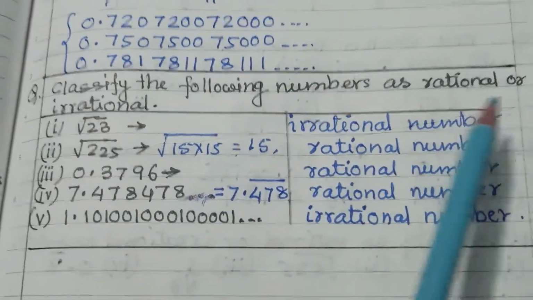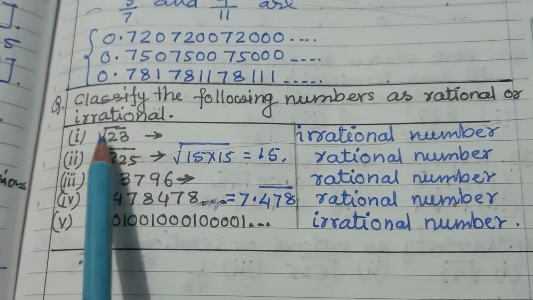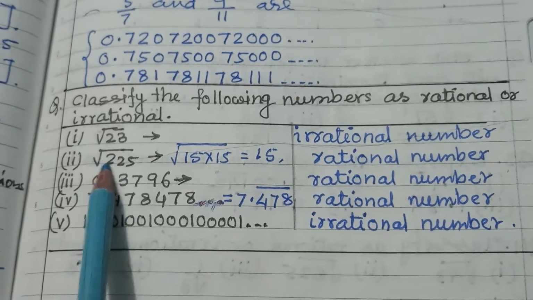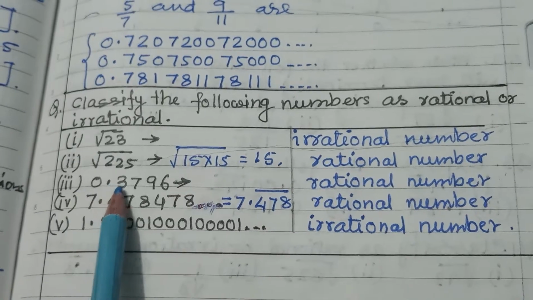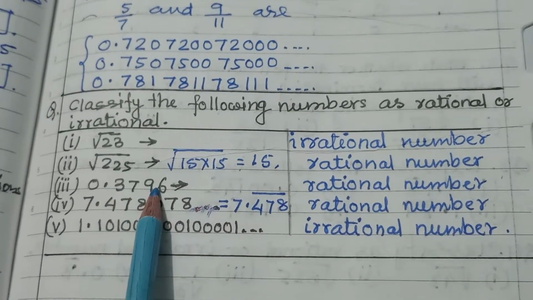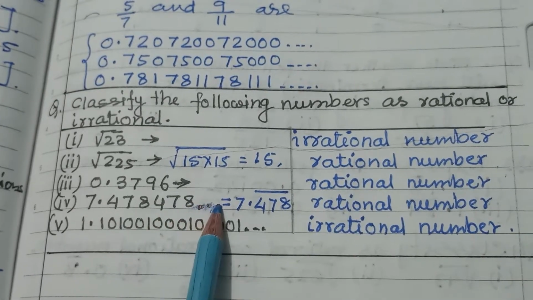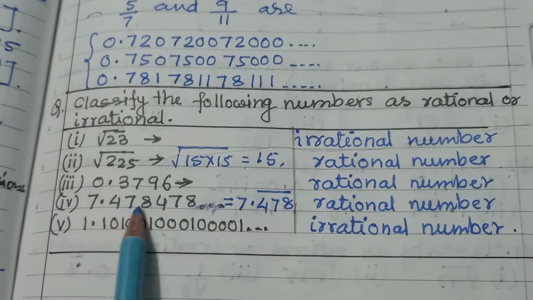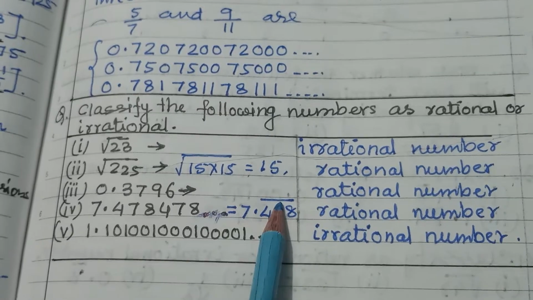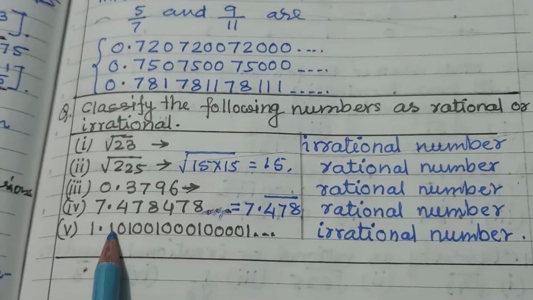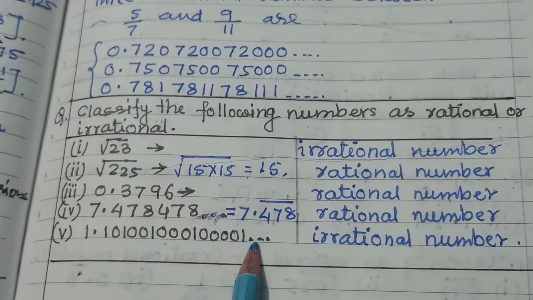Classify the following numbers as rational or irrational. Root 23, it is an irrational number, we know, because 23 is a prime number. Now root 225, it is 15 actually, so it is a rational number. 0.3796, a terminating decimal, is a rational number. 7 point, this dot means it is repeating, 478 is repeating. So a repeating, recurring decimal is also a rational number. But the last one, you can check in 10100, it is an irrational number.